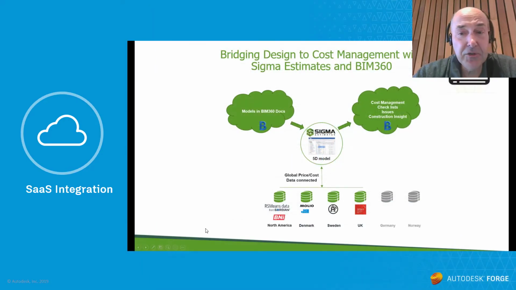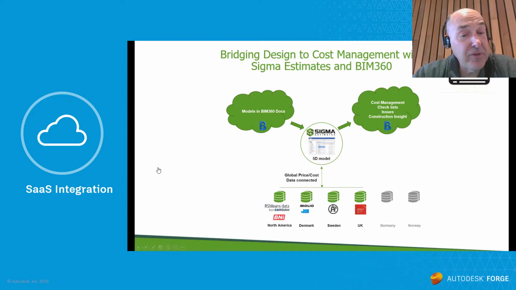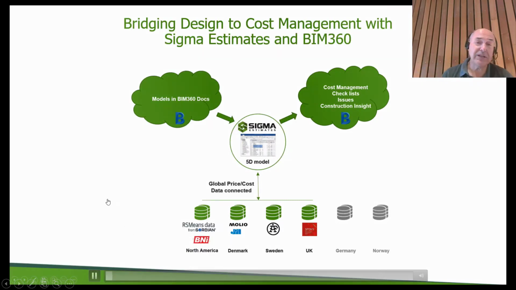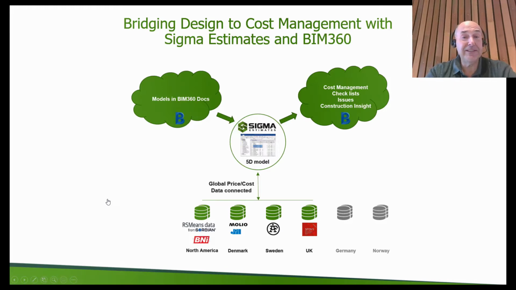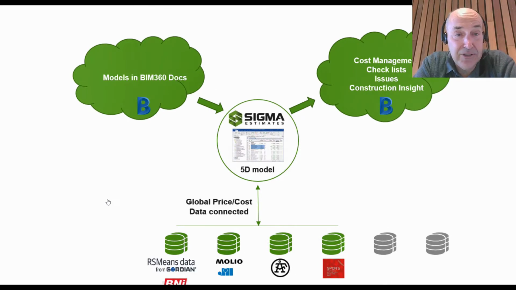Here's another example, and this is a commercial integration between a cost estimating system, Sigma, and in this case, Sigma is actually an on-prem cost estimating with BIM 360 and Revit building information models. And we'll run this, and I'll be quiet. You can kind of watch it. Clearly, if managing cost and schedule is important to you, this is pretty powerful stuff.